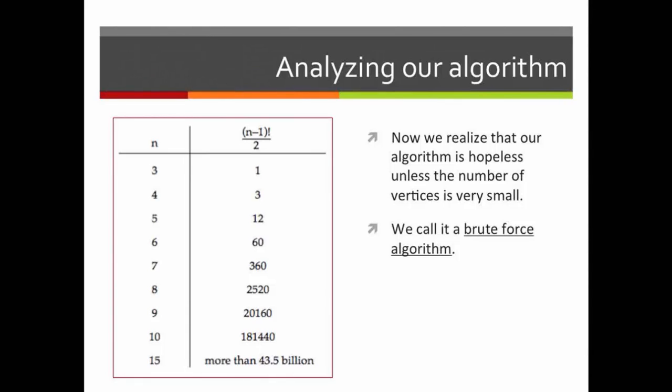I'm giving you n equals 5, and there's already 12 to be checked. Okay, so this really is a hopeless algorithm in practice. There are too many possibilities to check. We often call this sort of algorithm, in which the first step is list all the possibilities, a brute force algorithm.